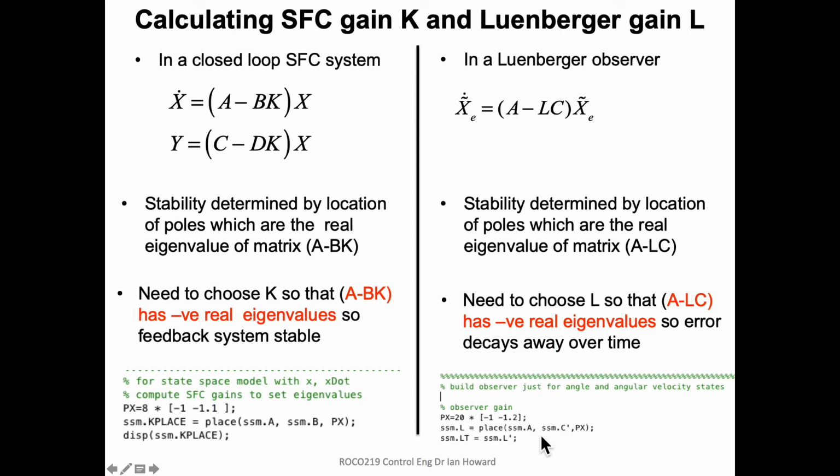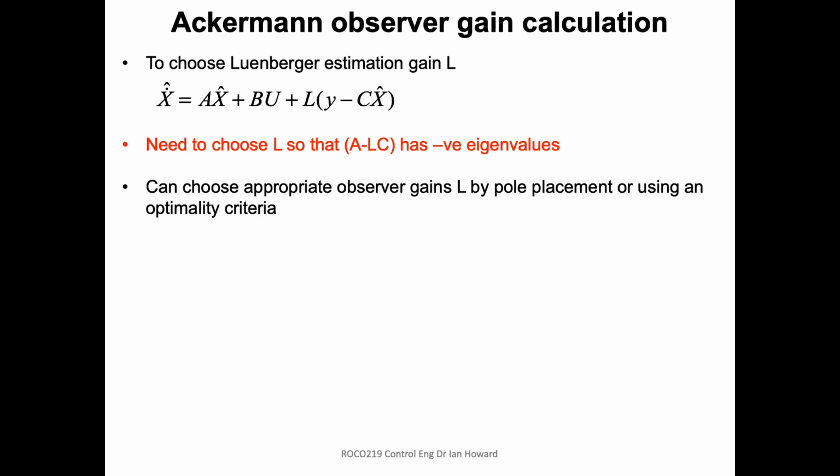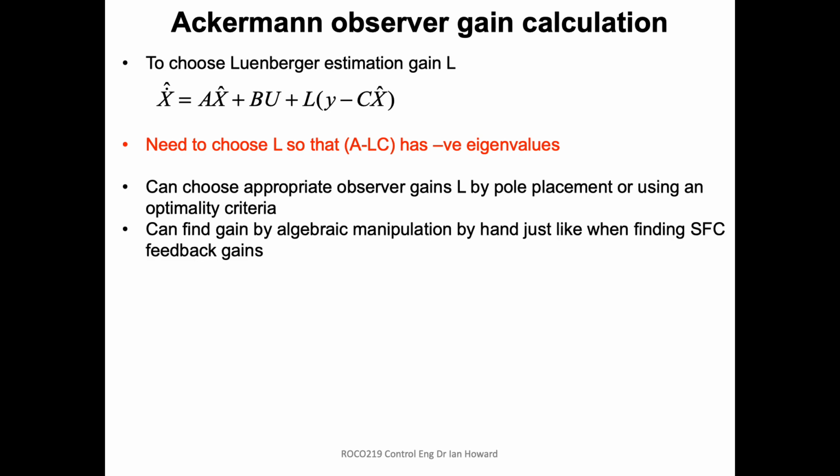And just a little tip for MATLAB, the way it wants the vectors to be organized: it wants a column vector, but you've got a row vector for C, so you need to transpose it with a little dash at the end in order to get it to work. So the idea with this pole placement is to choose L so that A minus LC has negative eigenvalues.